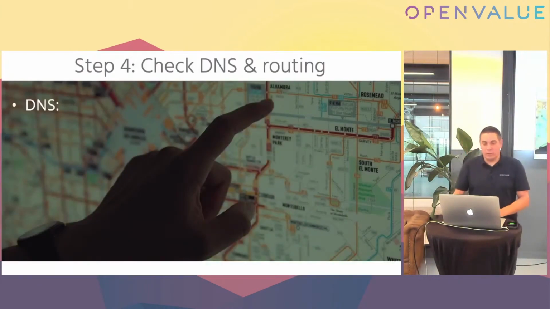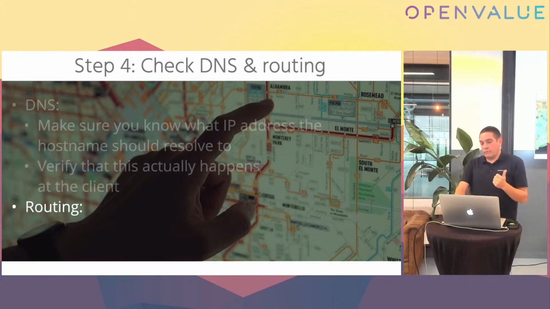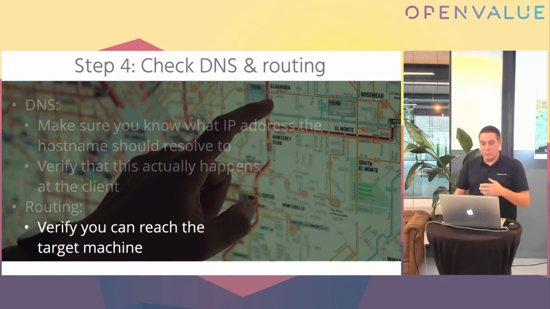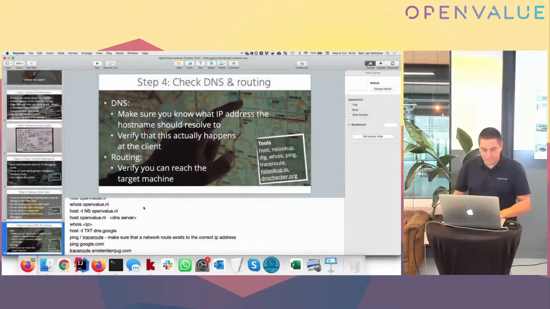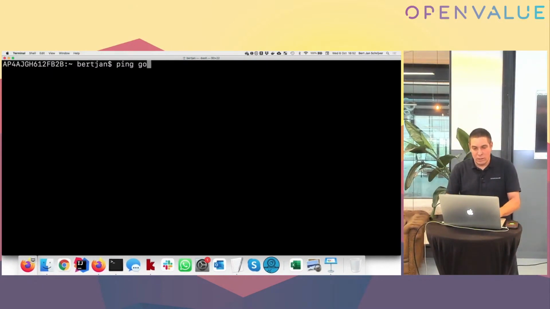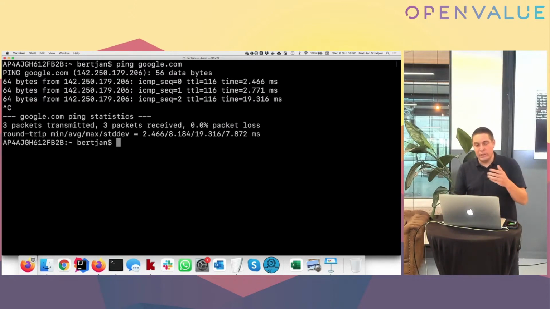So now we know which IP address we are going to connect to. We can try to find out if there's actually a valid route from our machine or from the source machine to this IP address. So we're going to verify that we can reach the target machine, but still on a network level, not yet on a protocol level. So we're not going to talk about TCP yet. We're going to focus on can we reach the target machine. So let's check out, for example, Google. Can I ping google.com? Yes, so I'm getting ICMP replies. So probably there is a route from my machine to google.com.